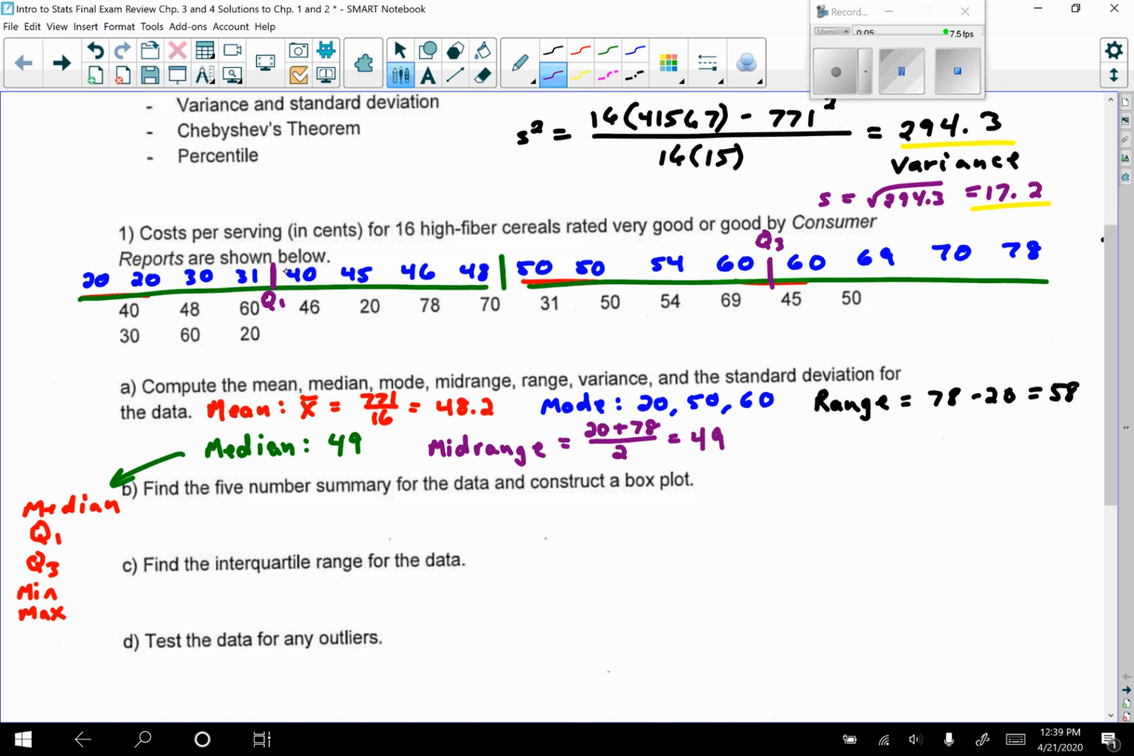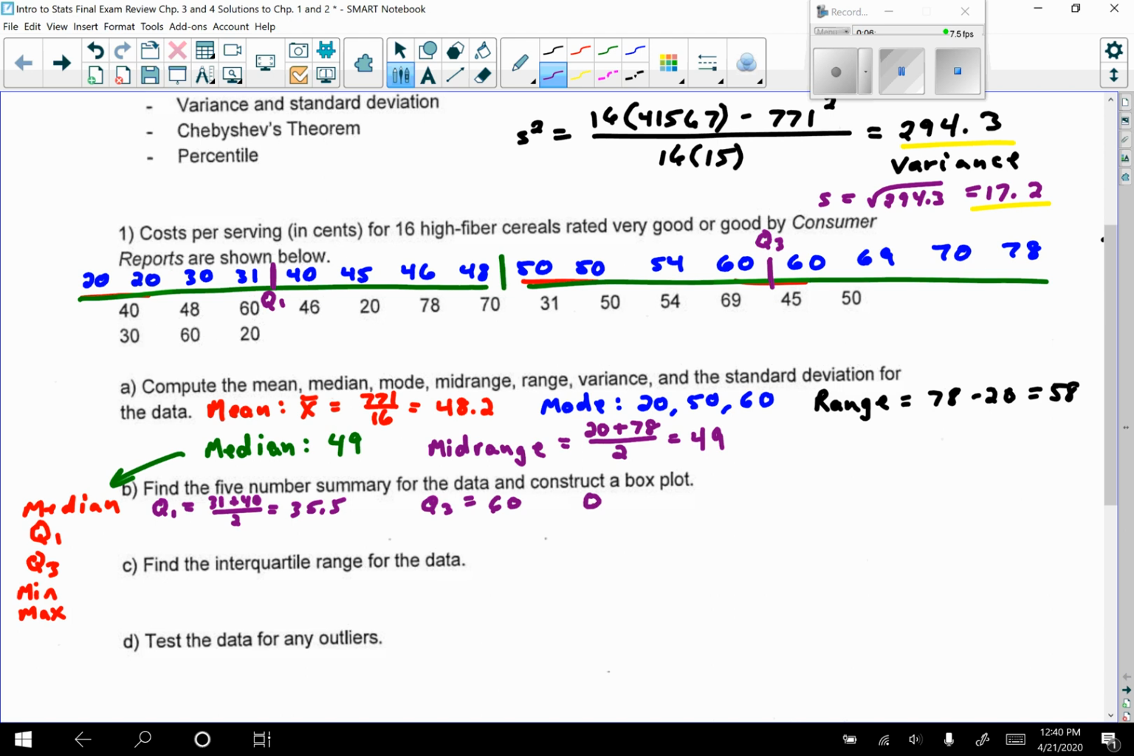So if we find the average of 31 and 40, so I'm going to write this out here, Q1 is going to be 31 plus 40, so it's the average of that. So we're looking at 71 divided by 2. We're getting 35.5 for our first quartile. Q3, that's simple enough because they're both 60s. That's also going to be 60, what would fall in the middle.